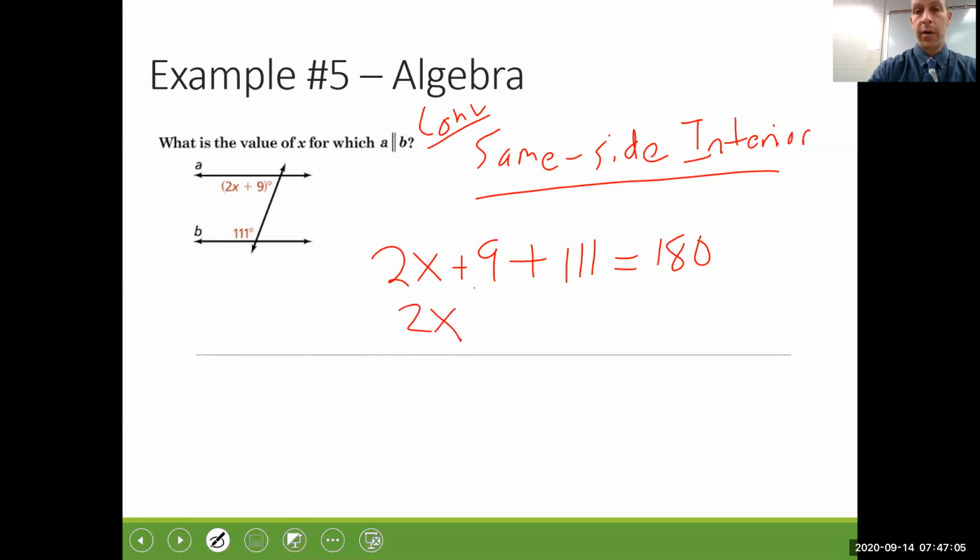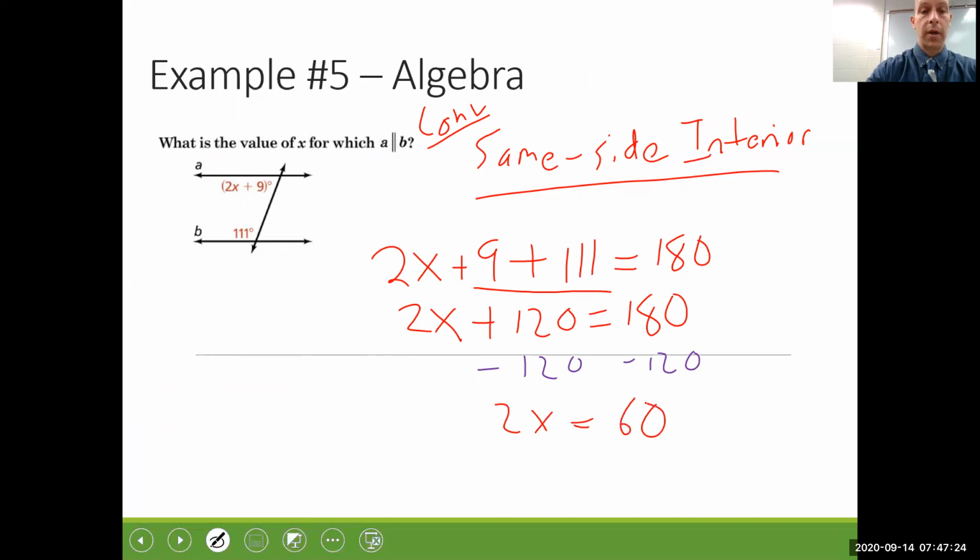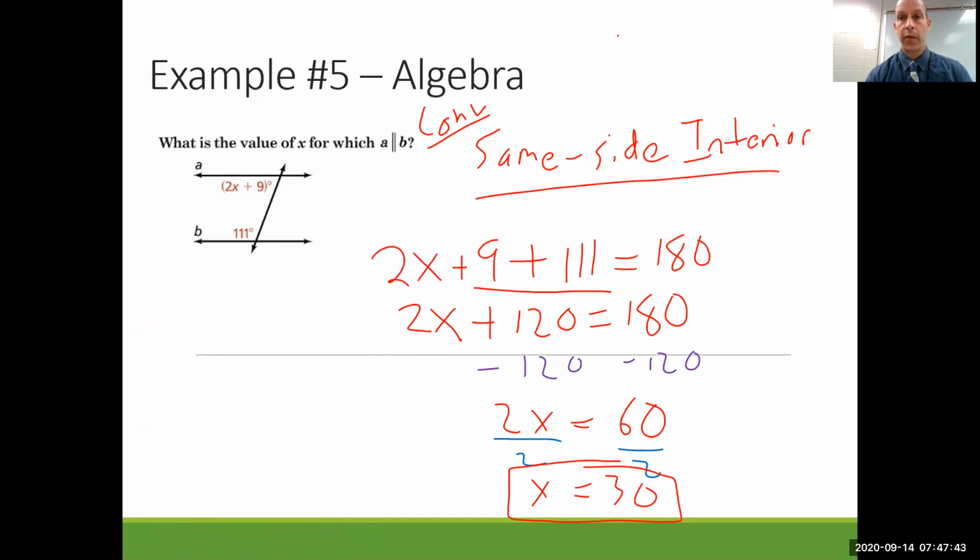Now I'm doing some algebra, so I'm going to combine these two like terms here, which gives us 120. Now I've got a simple two-step equation. So I'm going to subtract 120 on both sides. And that gives me 2x equals 60. Now I need to divide by 2. And that gives me that x is equal to 30. And that's my answer. So when x is 30, these two lines, lines A and B, will be parallel. And that's going to end our presentation today.